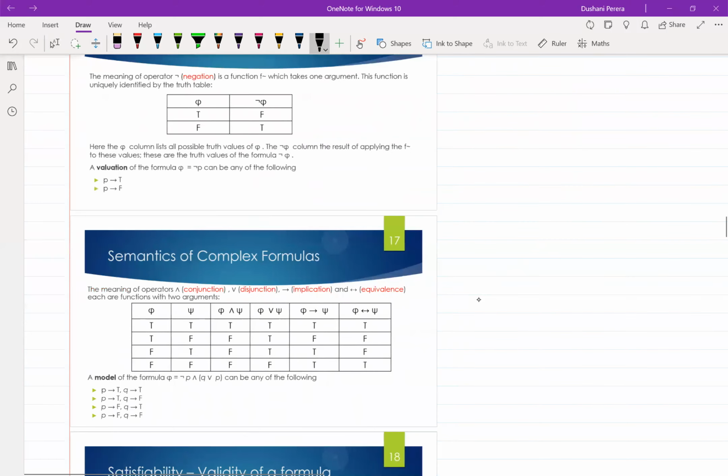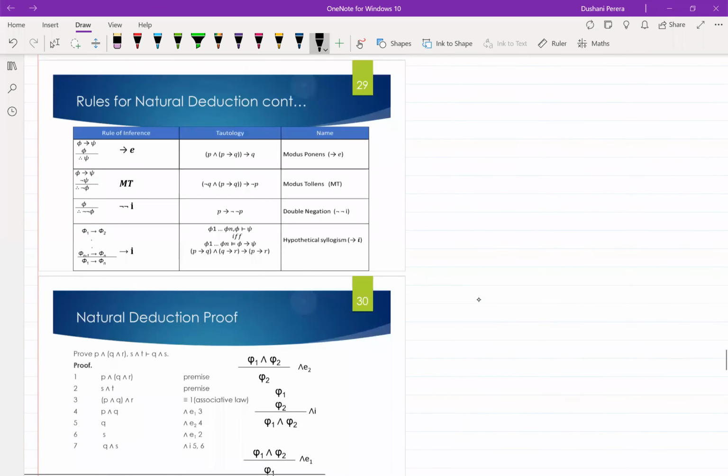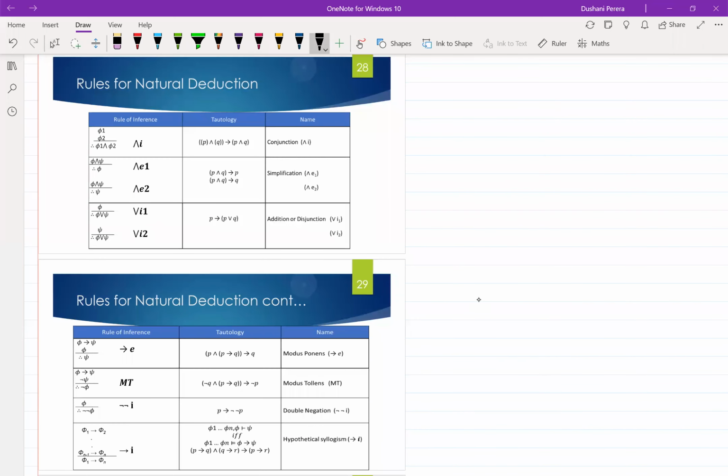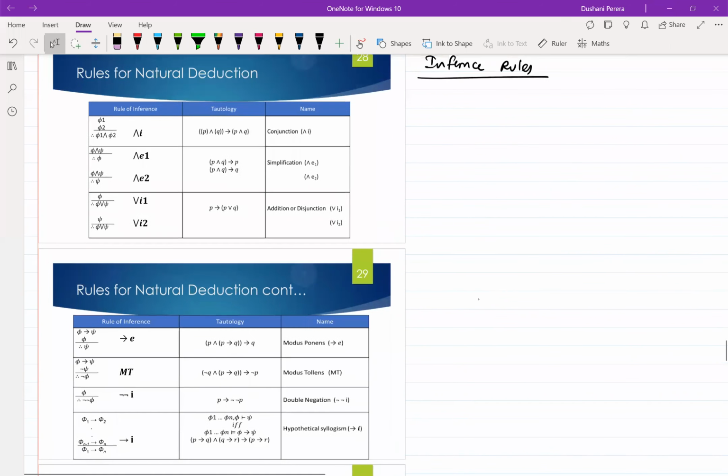Then we come to the final part, which is inference rules. You know about this already. Inference rules. You have heard of modus ponens, modus tollens, this and that. Apart from these inference rules, you know that you have the associative law, De Morgan's law, and stuff like that. Those laws are separate, which you know already, and then you have the inference rules.